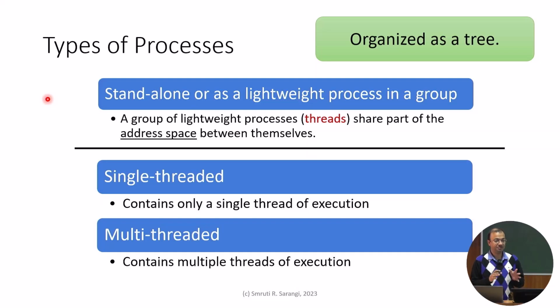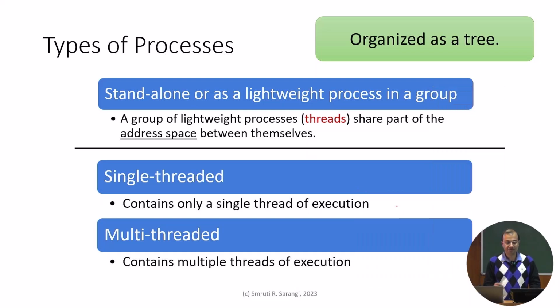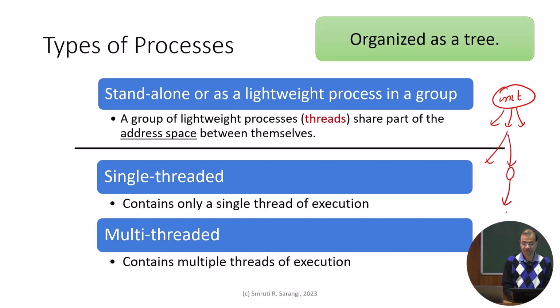So processes can either be standalone in the sense they are not related to anybody. So well, processes in a sense are related and in a sense are not related. So let me slightly clarify. So Linux actually organizes all the processes as a tree. So there is one like mother process known as init, and the init process basically has many child processes, they have child processes, so on and so forth. So then they are organized as a tree.